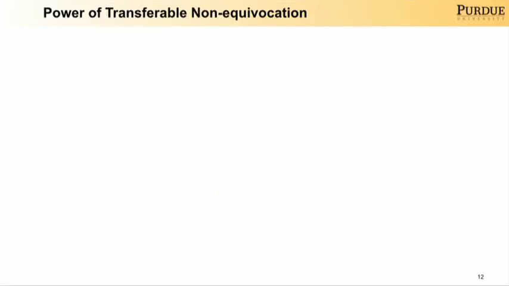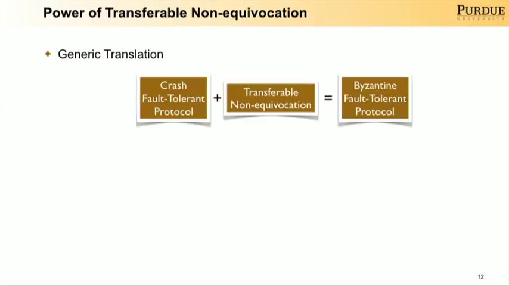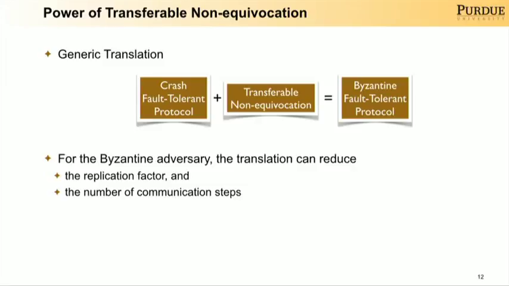Going forward, we are able to show a very generic result, in the sense that we can take any crash fault tolerant protocol in the distributed computing scenario, attach transferable non-equivocation to it, and then achieve a Byzantine fault tolerant protocol. The key advantage is that using this trusted hardware, we achieve Byzantine fault tolerance. In most normal scenarios, this typically adds not only to the replication factor, but also to the number of communication steps you need to perform. But using our transformation, we not only match the replication factor of the crash setting, which was honest majority as we already saw, but the communication steps required are also reduced to those of crash failures.